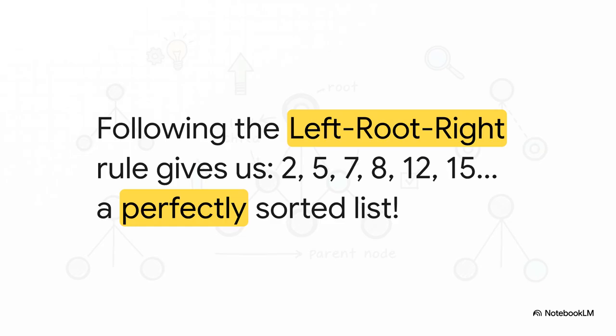When we apply that simple left, root, right rule to the tree we just built, what do we get? We get 2, then 5, then 7, 8, 12, 15. What is that? It's a perfectly sorted list. Out of what looked like a random jumble, this simple rule pulls out all our data in order every single time. It's just so cool.